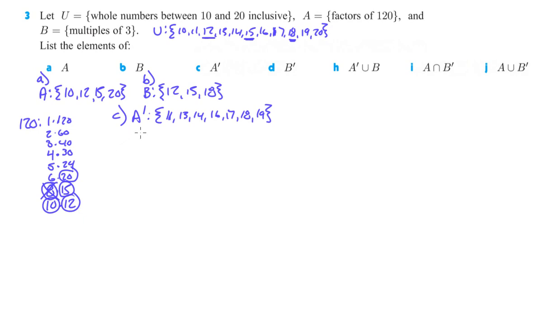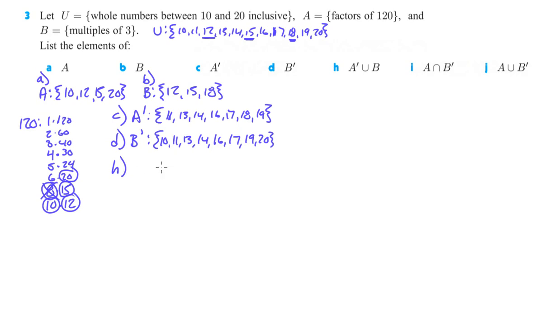D is going to be what's in B prime. So B prime is going to be everything that's in the universal set that's not in B. So that's 10, 11, 12's there. So we need 12. No, sorry, I just said we had 12. There we go. 13 is what we needed. 14, not 15, but 16, 17, 18's there. So 19 and 20. There's B prime.